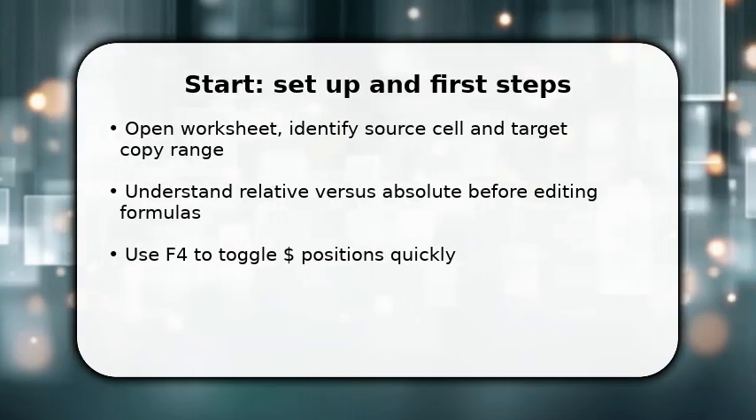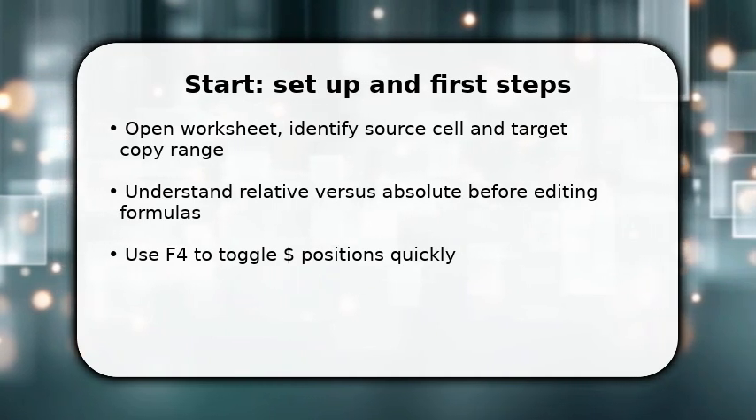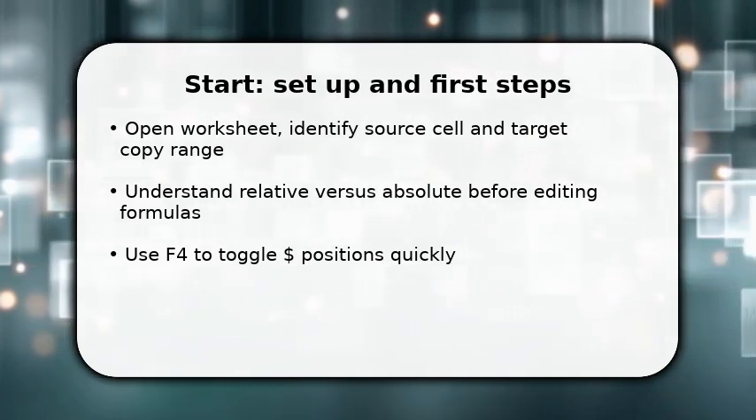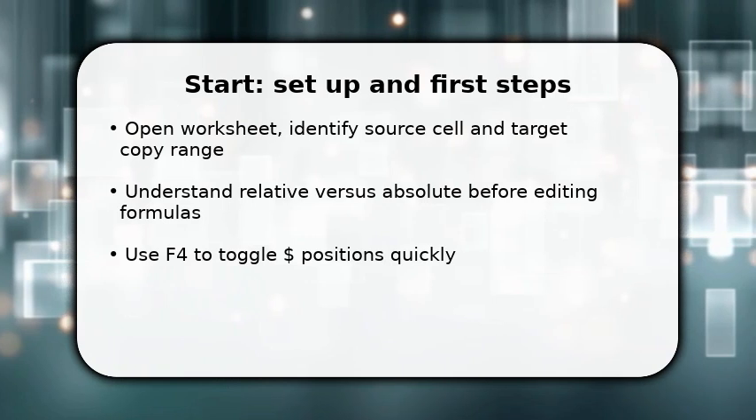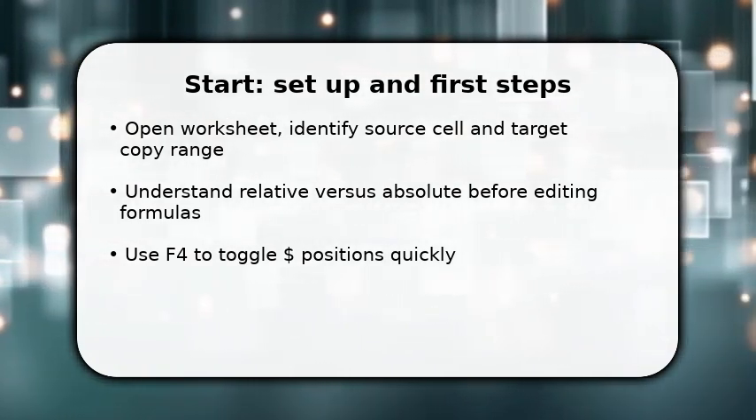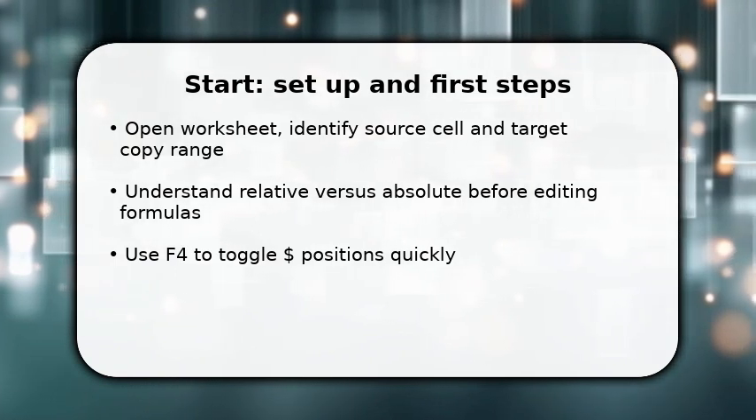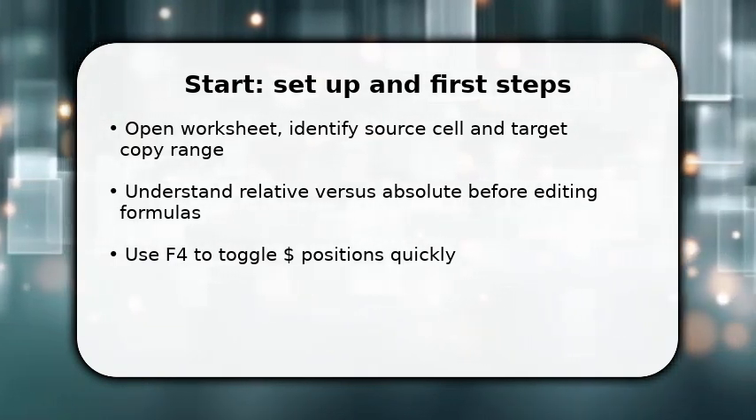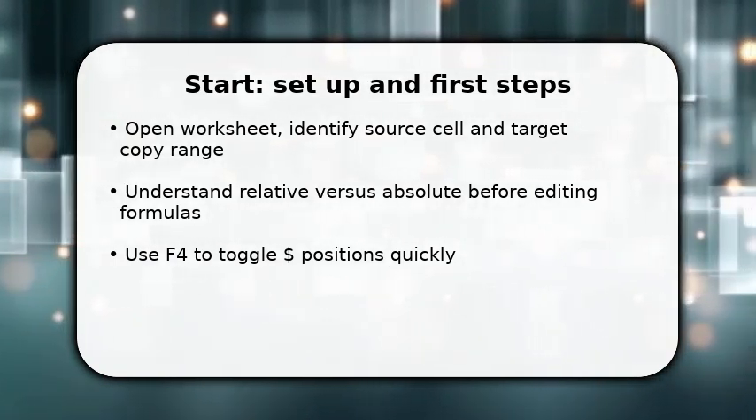You begin by picking the cell with the formula you want to reuse. Immediately press F2 or click the formula bar to edit. Once in edit mode, place the cursor on the reference you need to fix and press F4 to cycle A1, $A$1, A$1, and $A1. This locks row, column, or both.